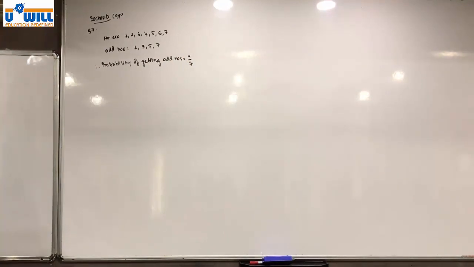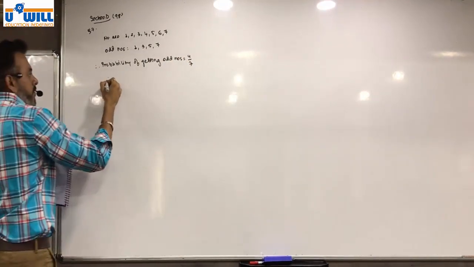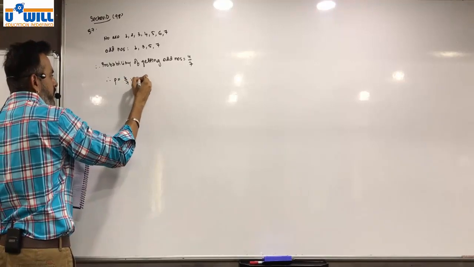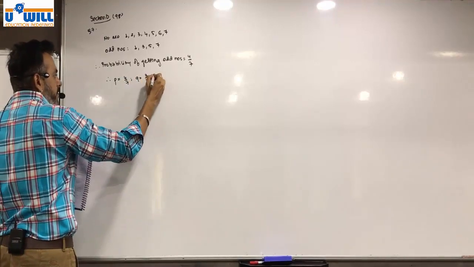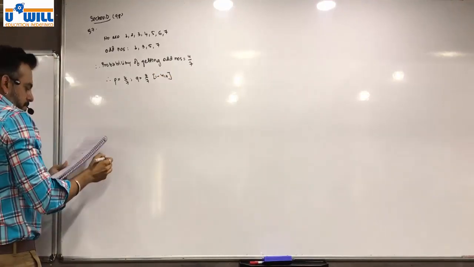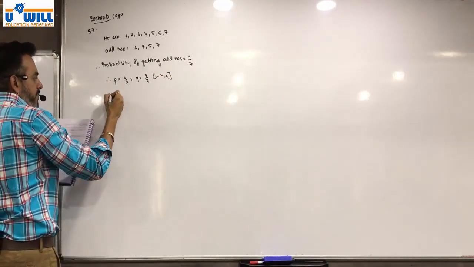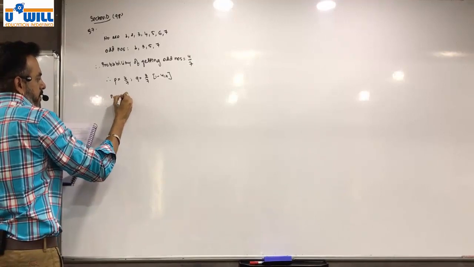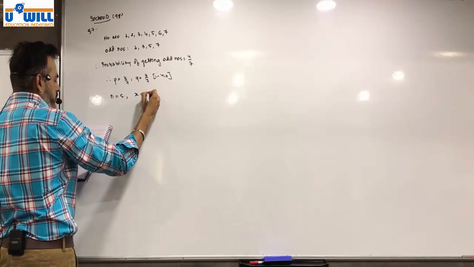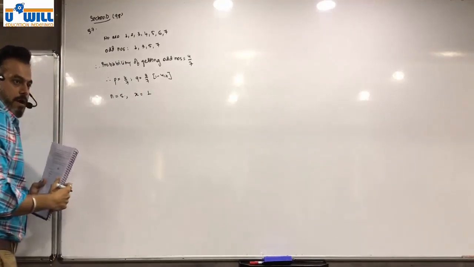Understood this? Therefore, P is equal to 4 by 7. What is Q? 3 by 7, that is 1 minus 4 by 7. Now, how many trials? N is equal to 5 and X is equal to 1.